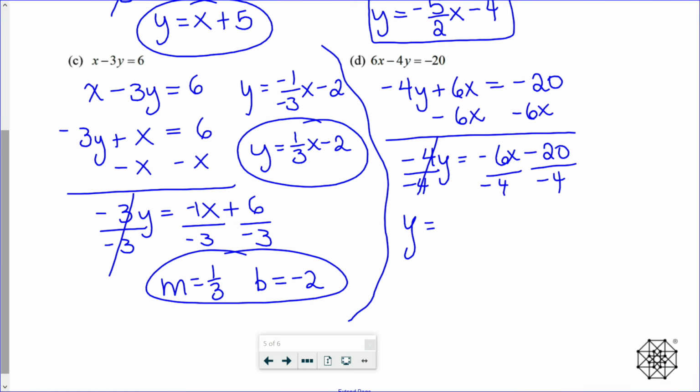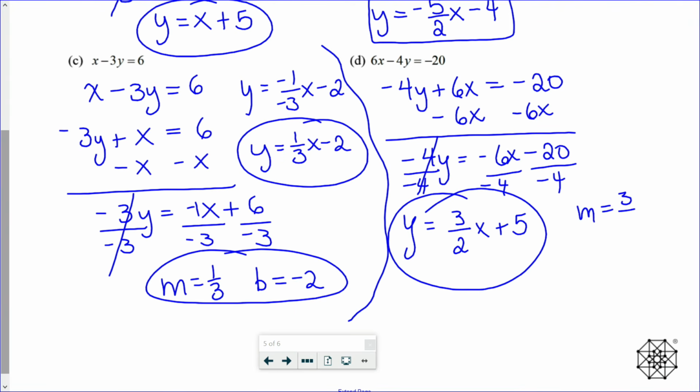Now I've got -6 divided by -4. A negative divided by a negative is a positive, and I can reduce both of them down by a factor of 2. So that's going to be a positive 3/2. -20 divided by -4 is positive 5. So my final equation there, y equals 3/2 x plus 5, tells me I've got a slope of 3/2, and I've got a y-intercept of 5.